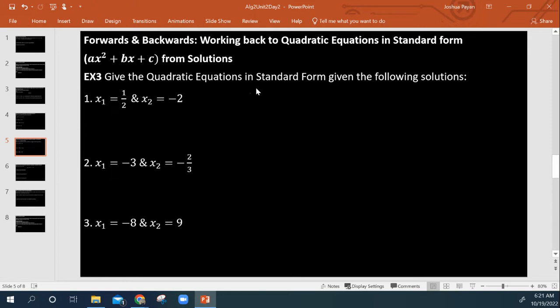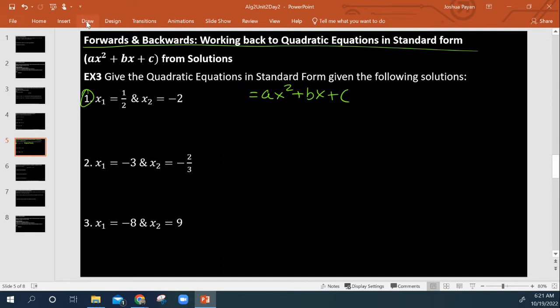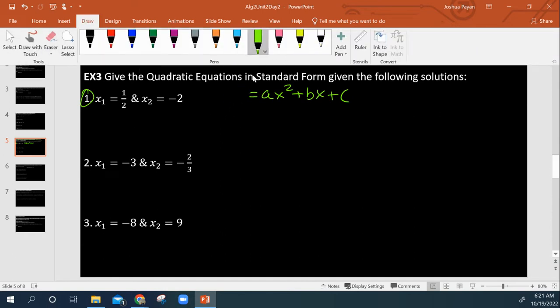Okay, so first, let's talk about forwards and backwards, so to speak, right? So when we solve a quadratic, we end up with two solutions, kind of like what we see here. Well, because of that, we can work backwards to see what was. So let's say number one, these are the solutions to f of x is equal to ax squared plus bx plus c, some function that looks like that in standard form. And I shouldn't even say a function, we should say it's a quadratic equation.